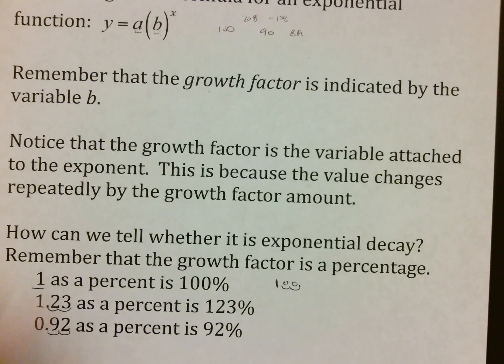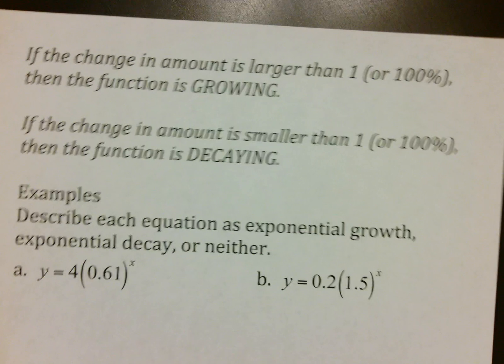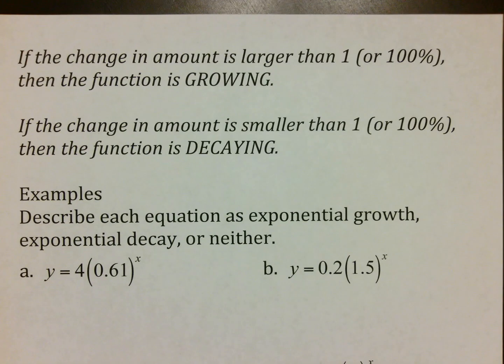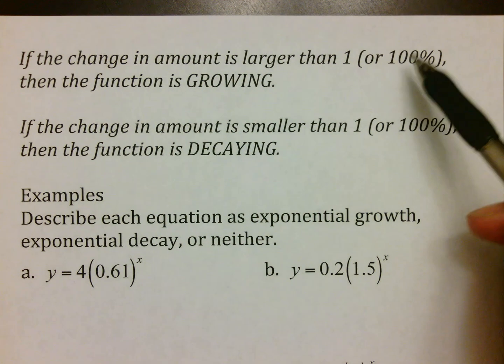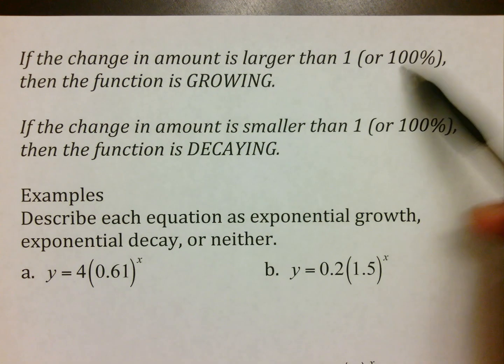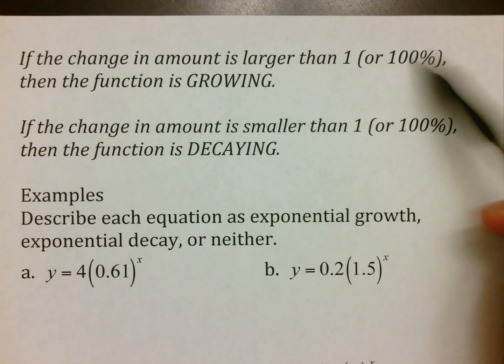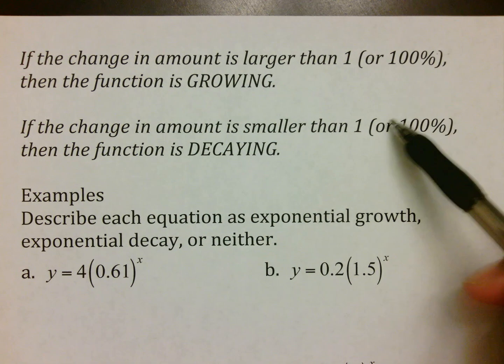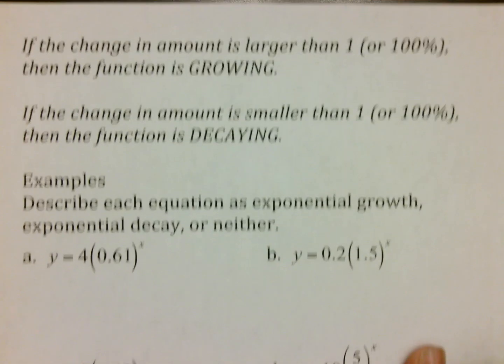And so knowing that is going to help you when you look at it, because if the growth number that you're looking at is bigger than 1, which again represents 100%, then it means the function is growing. If the change in the amount is smaller than 1, or 100%, then it means it is decaying. Again, 100% means everything you have. So if it's more than that, you're earning, or that is growing. And if it's less than 100%, that means it's decaying. That's really all you're looking at.